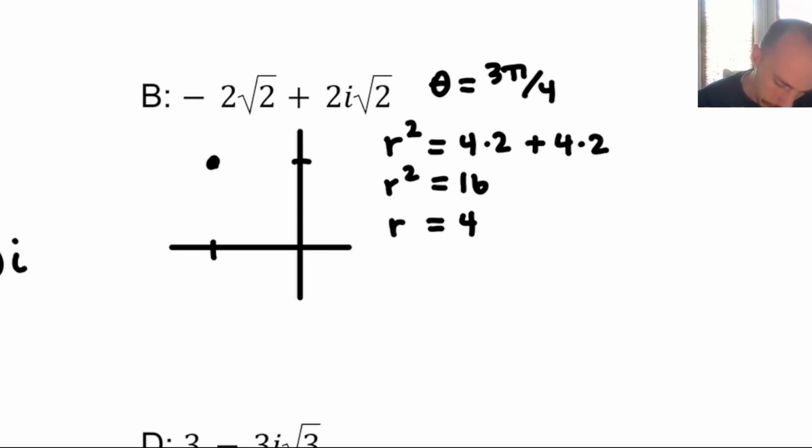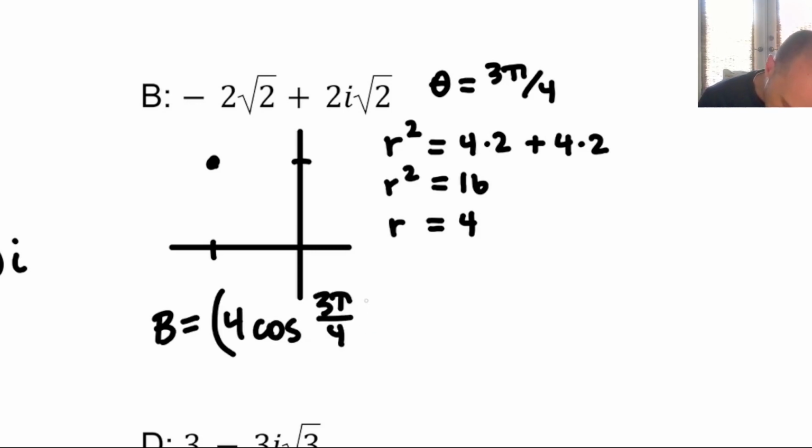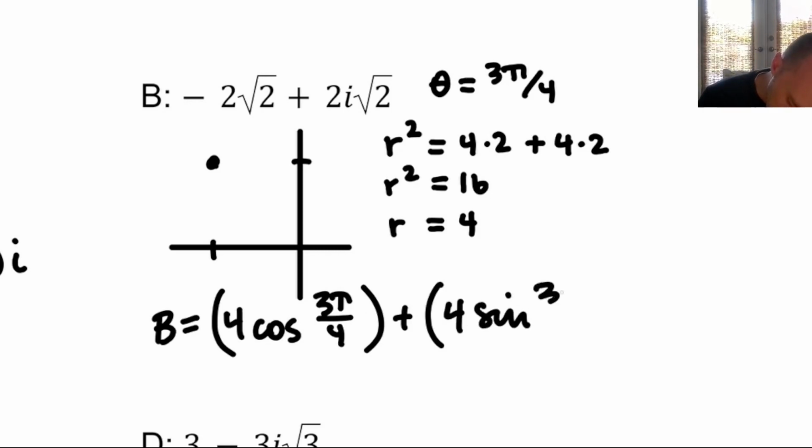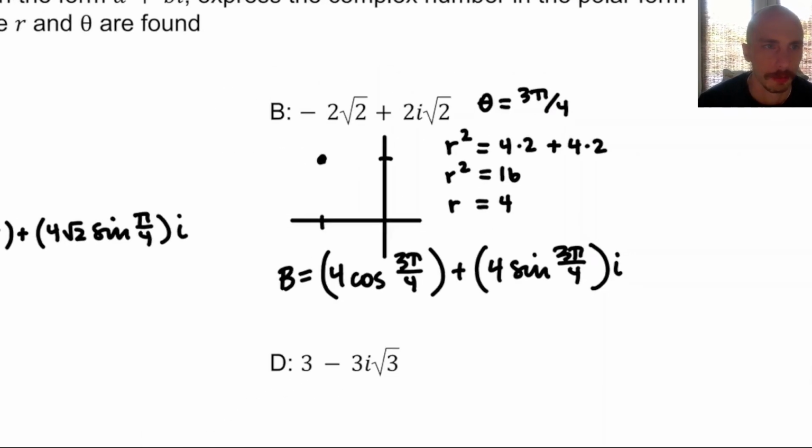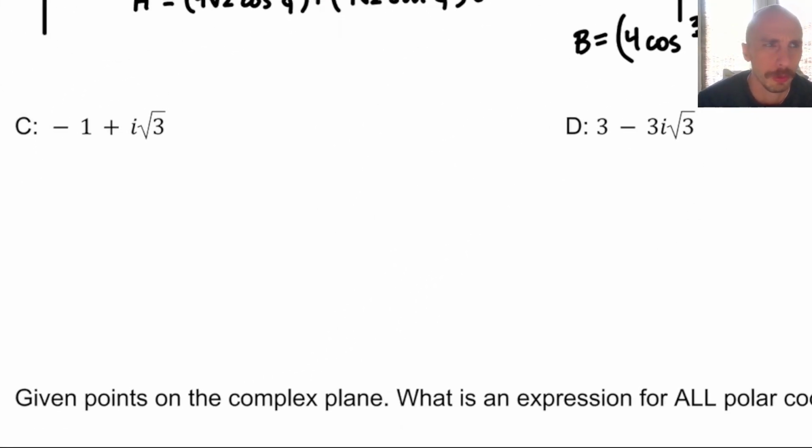But I'm going to just say, all right, b equals r cosine theta plus r sine theta i. Okay? Just finding r and theta, really. That's all we've been doing the whole video anyway.